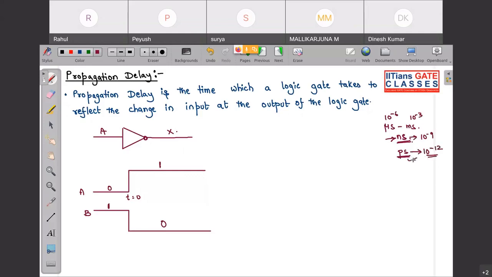So modern day computers, like the ones we are using right now, have delays in the range of 10 to the power minus 12. So there is some delay. Due to that, your output will not transition exactly at t equal to 0, but at some later time. So this I am denoting by, okay, so I have written b over here, sorry, this will be x. So let me denote this by x dash. X dash indicates this is your delayed output.